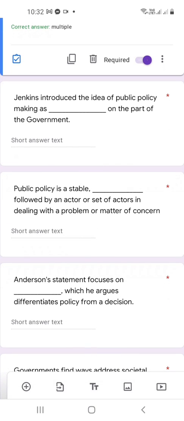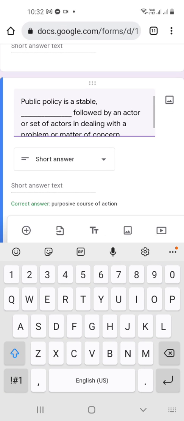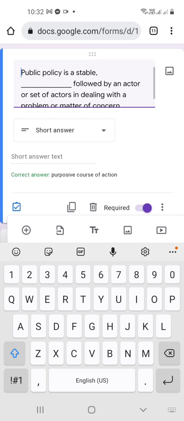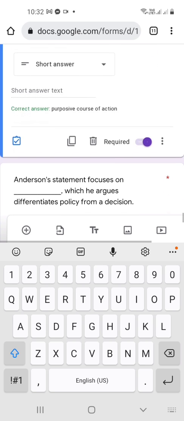Then public policy is a stable, comma, then blank. Some of you actually wrote there the correct words, but then they placed there an excess space. So the correct phrase is purposive course of action. Some of you wrote there purposive courses of action. Public policy is, this is singular, okay, not plural, so you should not write in there purposive courses of action, because when you say courses, it's in plural form.